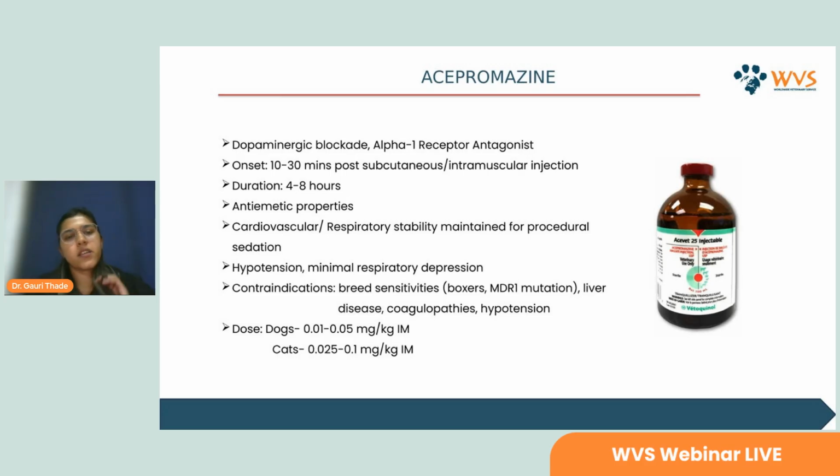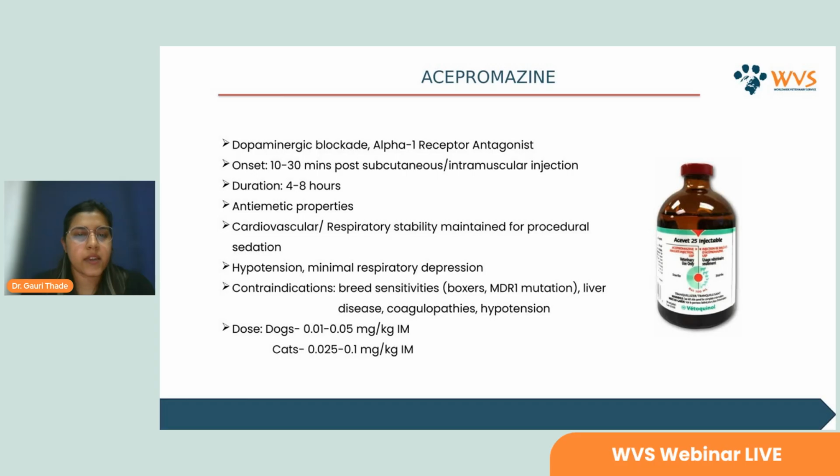So acepromazine is a dopaminergic blockade drug, which is from the phenothiazine drug class. It is also an alpha 1 receptor antagonist and thus can cause vasodilation and hypotension. The onset of action is around 20 minutes approximately, so it's a longer onset of action when given intramuscularly, and the duration is also quite long. It's around 4 to 8 hours.